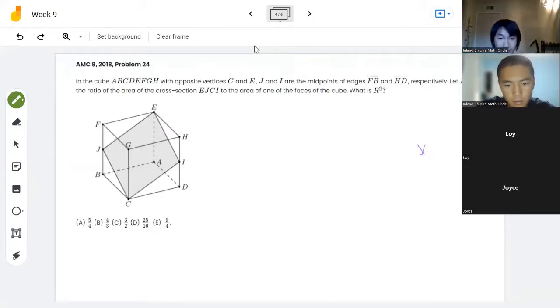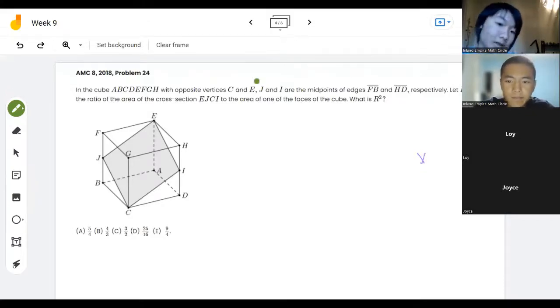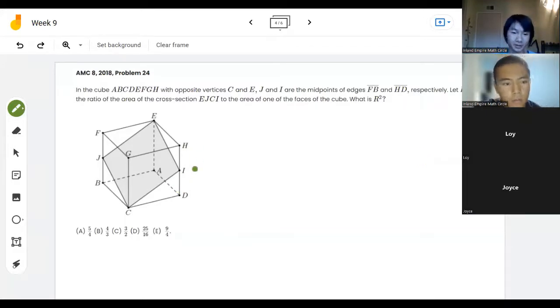Yeah, so this one is another application of the Pythagorean theorem, but this time we have a cube instead of just 2D. So this may look complicated at first, but it's actually not that much different from just doing it in 2 dimensions. So we'll go over how to do this.